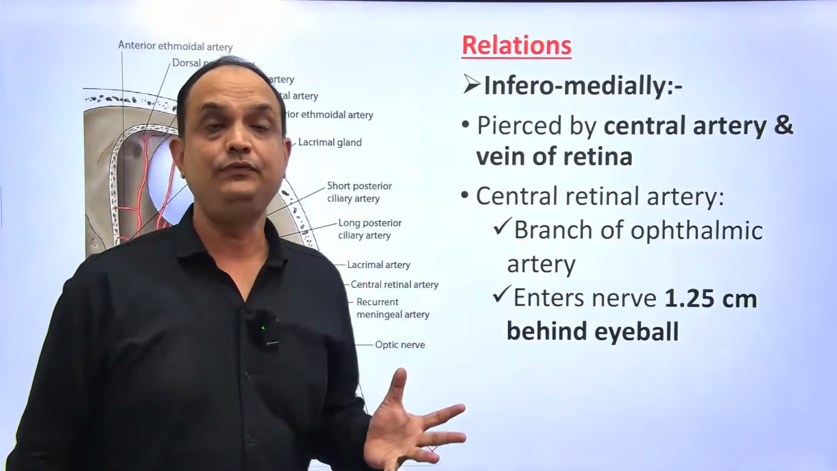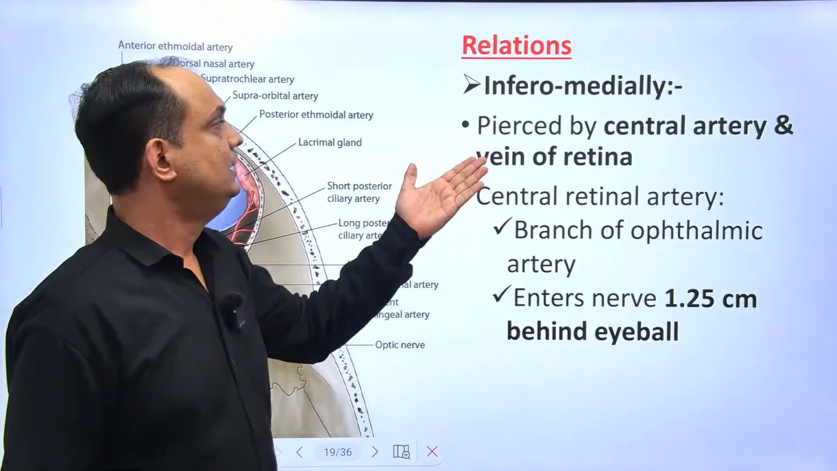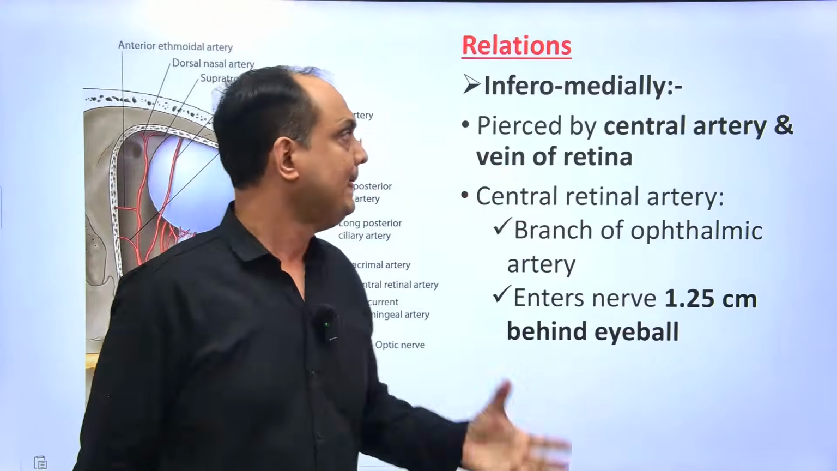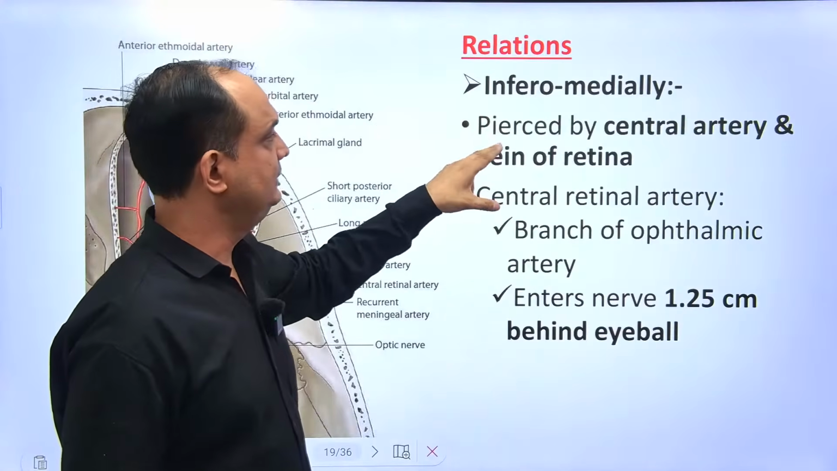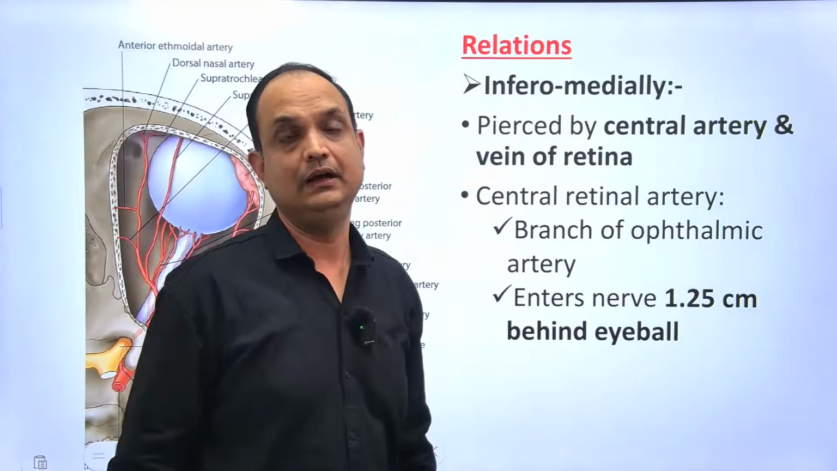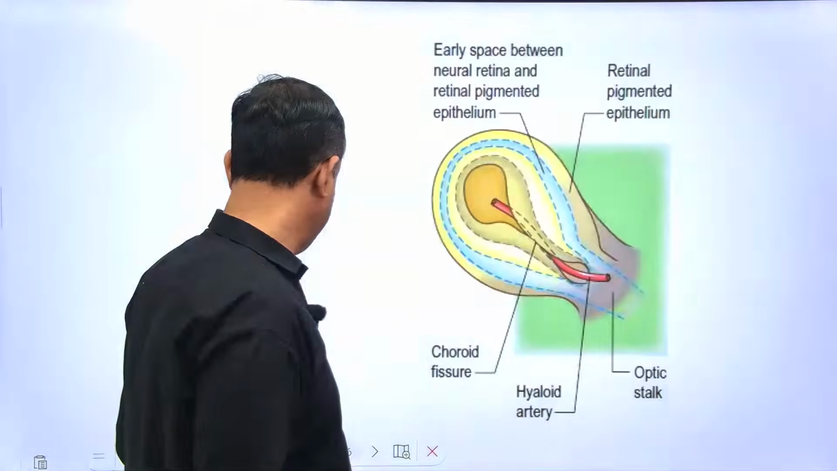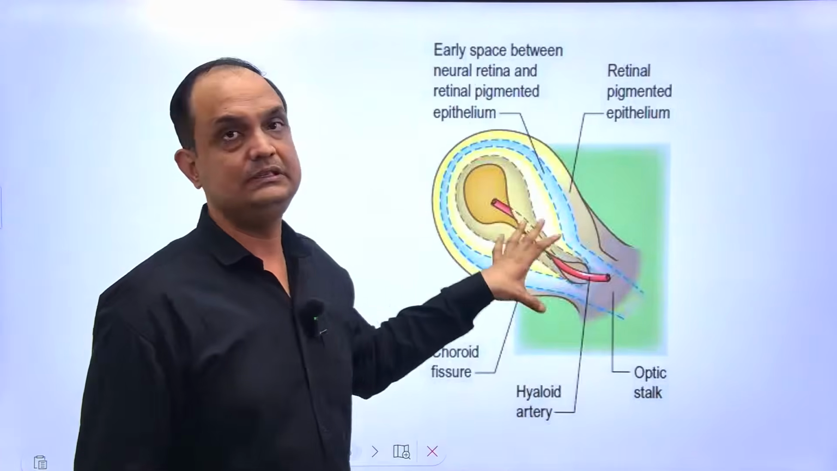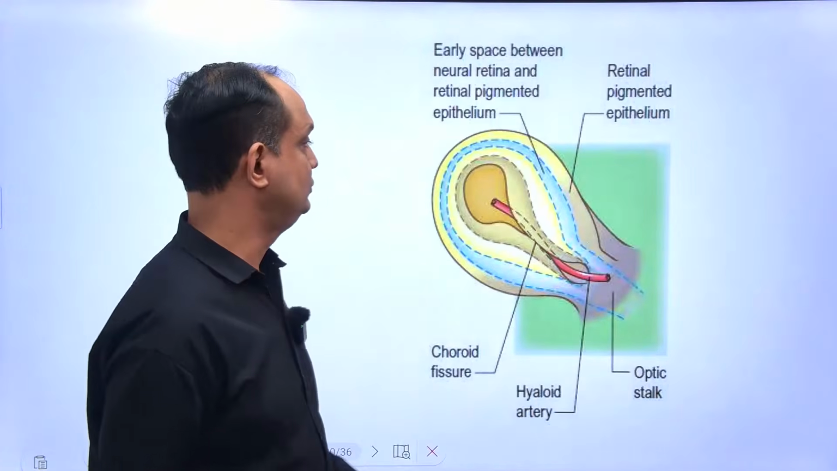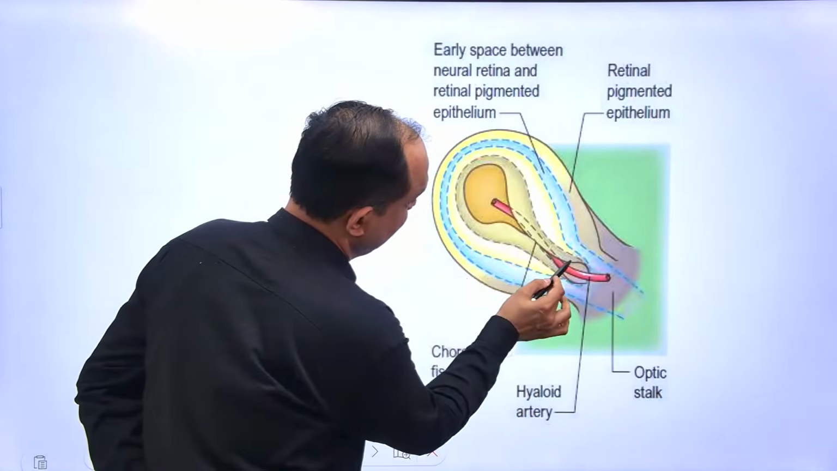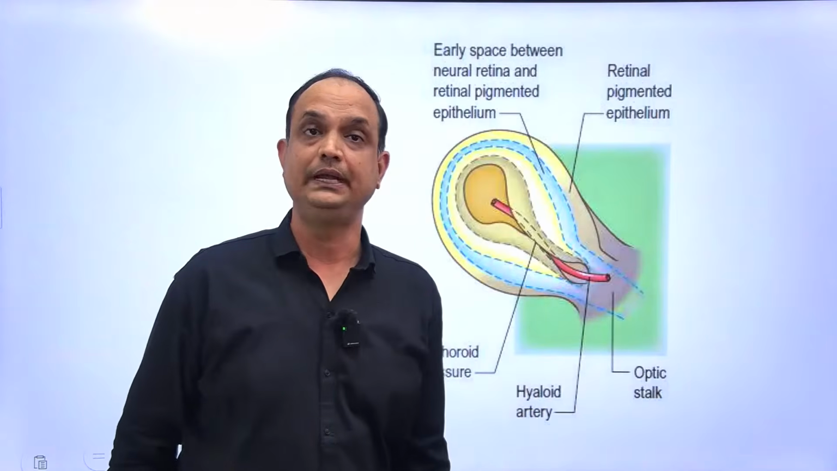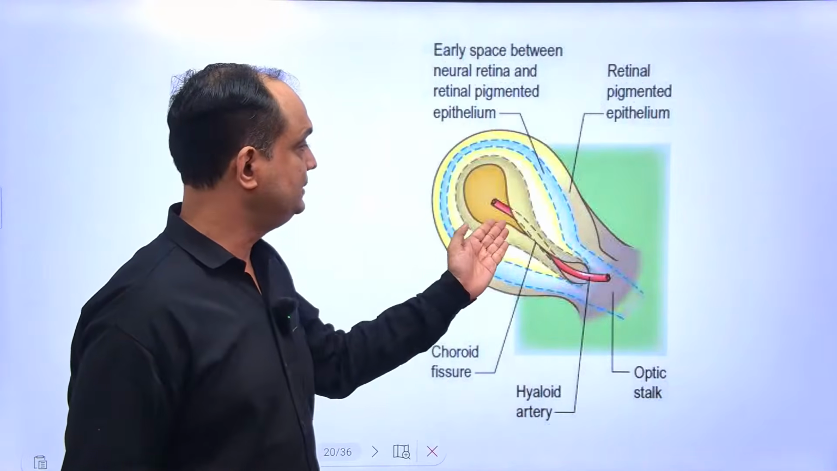What is the inferomedial relation? The answer is the central artery of the retina. Here we have written that inferomedially it is pierced by the central artery of the retina. Now, this word is quite confusing, because in the embryology, which I already explained in the development of the retina, there is a fissure on the ventral or inferior surface of the developing optic nerve, known as the optic stalk.